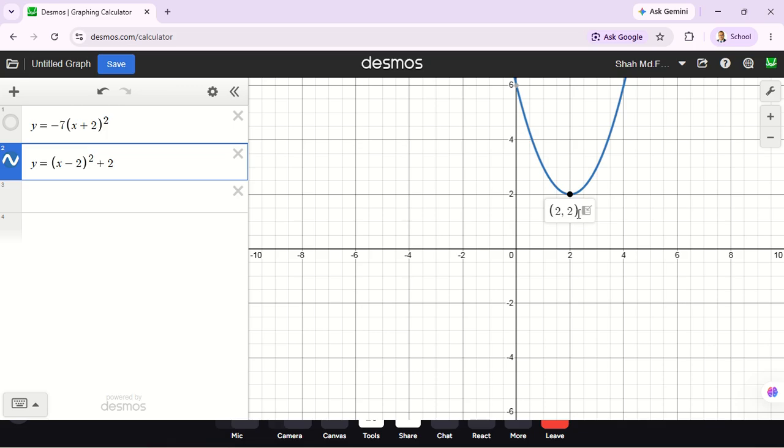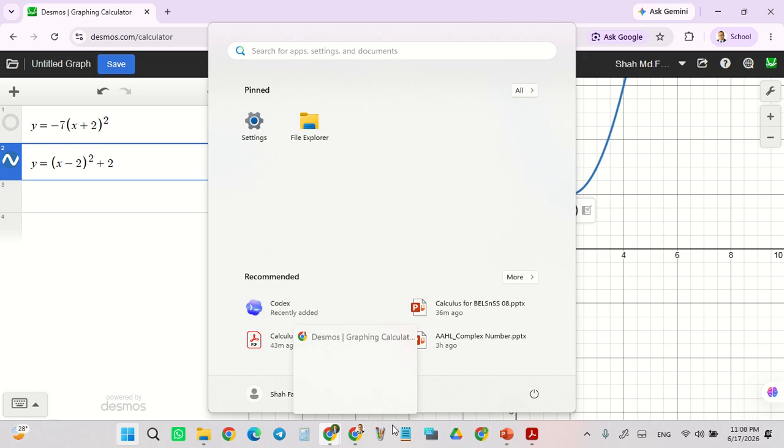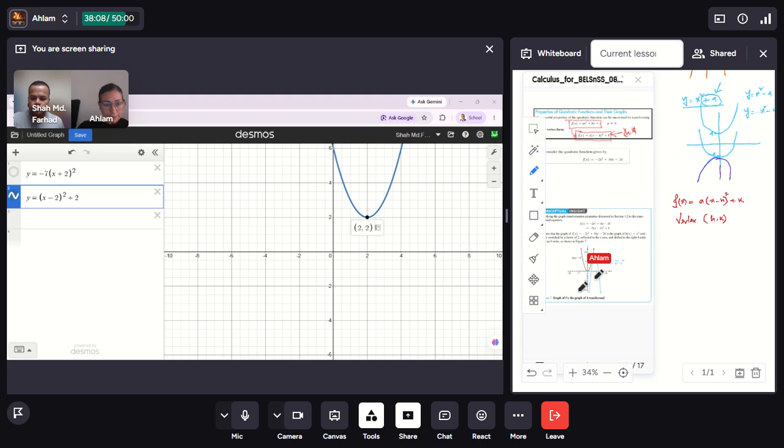Here 2, 2. Okay. That means we can easily find the vertex point from this type of equation, right? This type of equation. Is it clear?